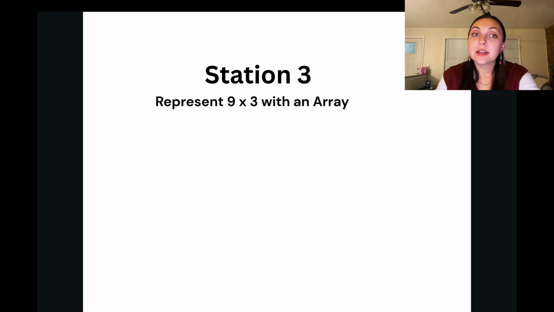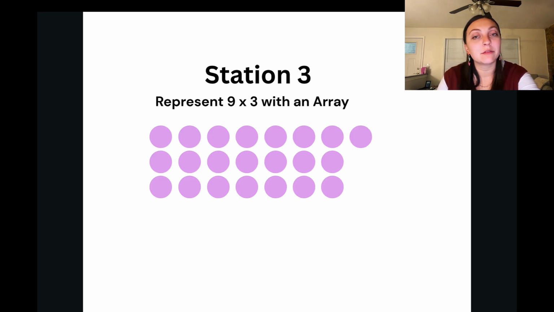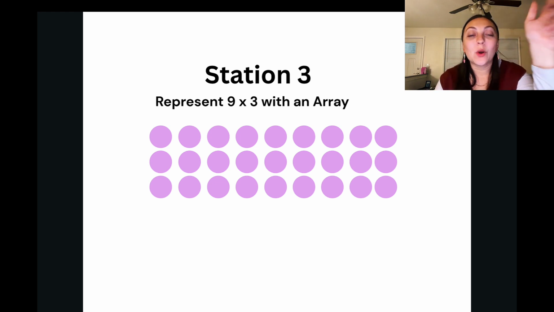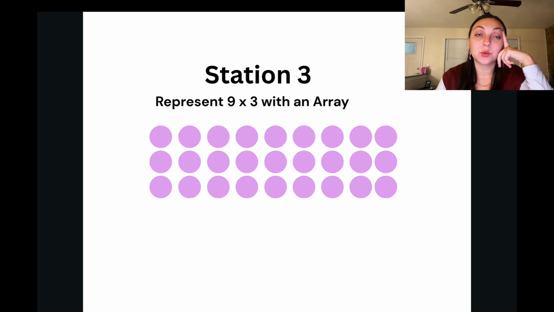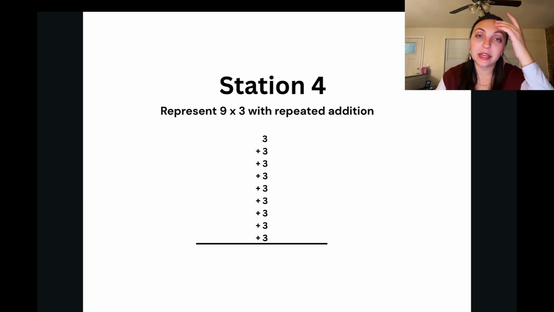9 times 3, so 9 columns of 3, so 3 rows of 9, which is opposite of what it says, but it gets you the same answer. So they can either count by 3s going across or 9s going down, or count one-on-one and would get your total of 27. And then of course station 3 also has the discussion questions to think about if there's more time. And then station 4 is just repeated addition.